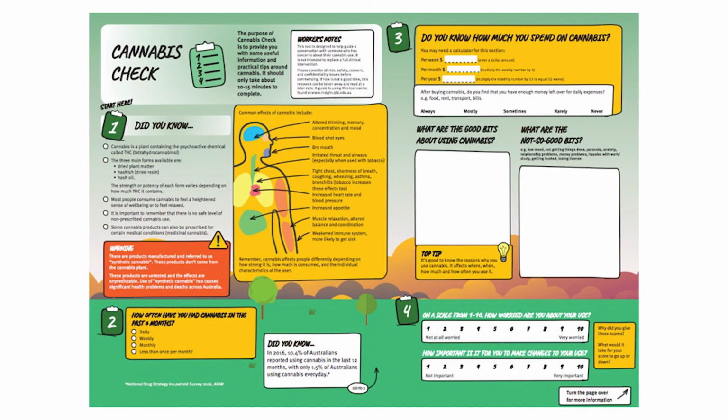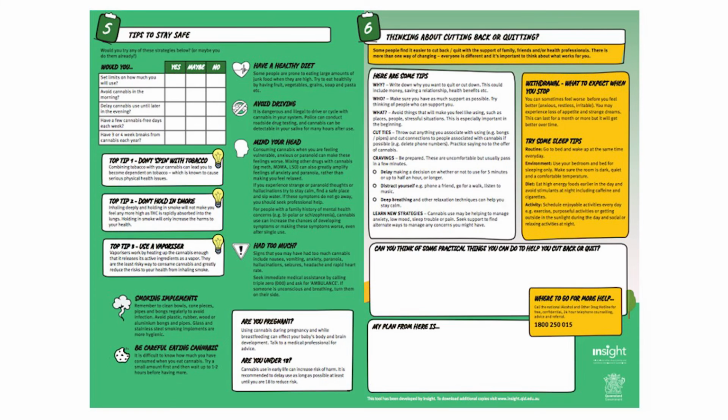This is the cannabis one. They're all slightly different. There's a lot of specific harms around cannabis, so we've included some of the common effects and harms in that little box there. But the rest of it follows the same structure, except obviously the harm reduction tips are specific to the drug. There's opioid check as well.